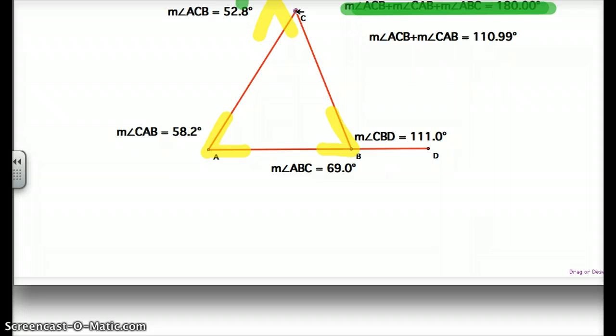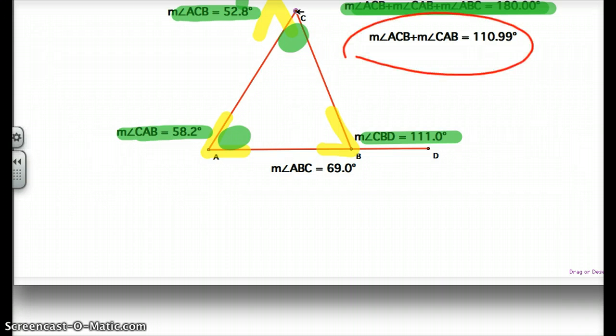Now, the next thing I did is I measured this exterior angle right here, and that's 111 degrees. And then I added this angle here and that angle there, and the numbers are right here. I added those 2 angles together. Do you notice? They equal each other. And now you're saying, well, Miss Hefty, that's 110 and 99 thousandths, and that's 111. This is rounded. I'm going to the 10th place. Should have had them going to the same place value so you can see that better.